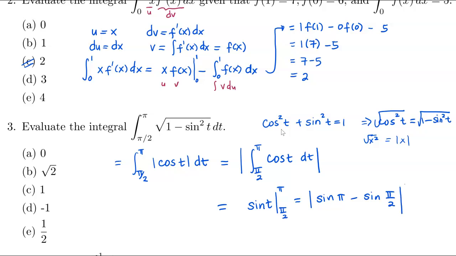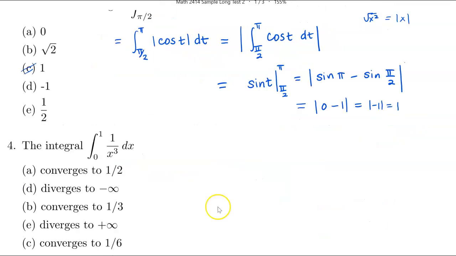Now, what is sine of pi? Sine of pi is 0. And then sine of pi over 2 is 1, so you have minus 1. That means you have negative 1, but the absolute value of negative 1 is 1. Now let's proceed to question number 4.